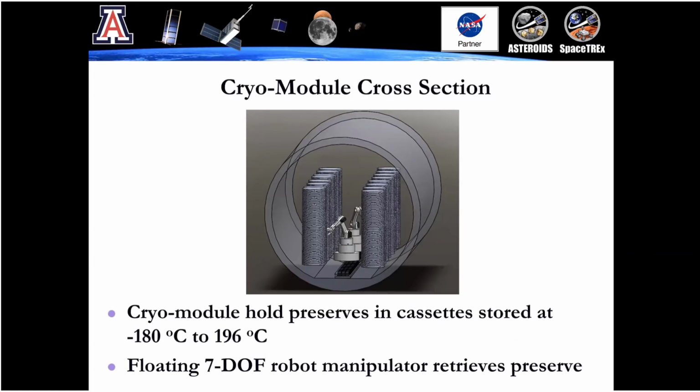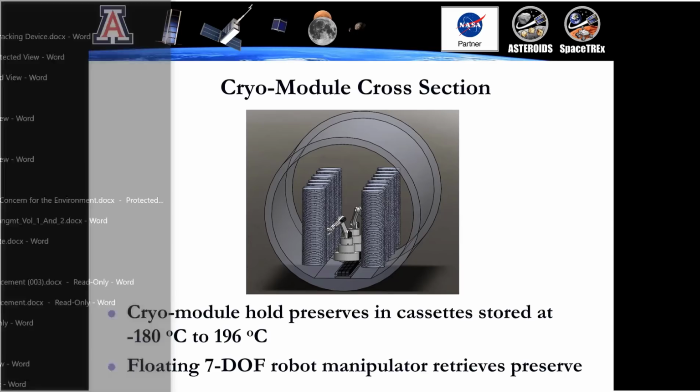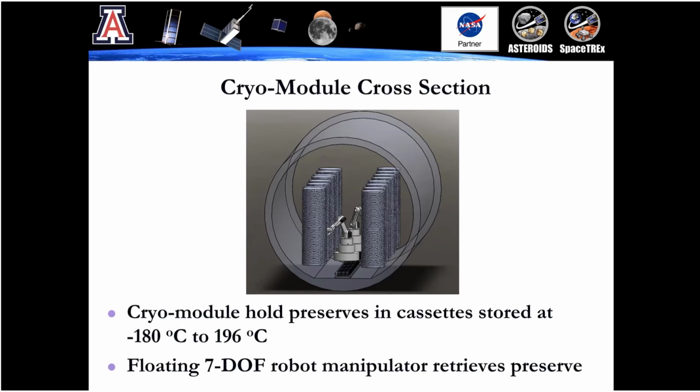Inside each cryo module, these modules would be operating at minus 180 degrees centigrade or minus 196 degrees centigrade. And so inside you'll have these circular shelves that would contain cassettes holding the preserved DNA, eggs or sperm. And we would have a series of 7 degree of freedom robot manipulators on a mobile system to go out and retrieve these cassettes or store them back at their designated location.